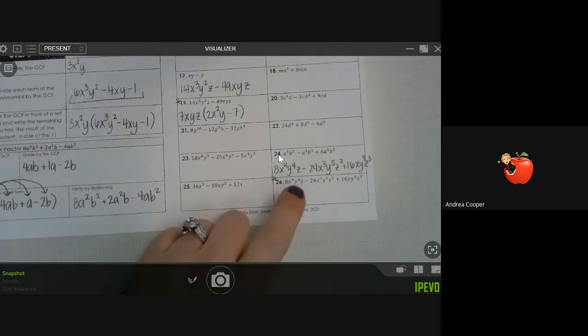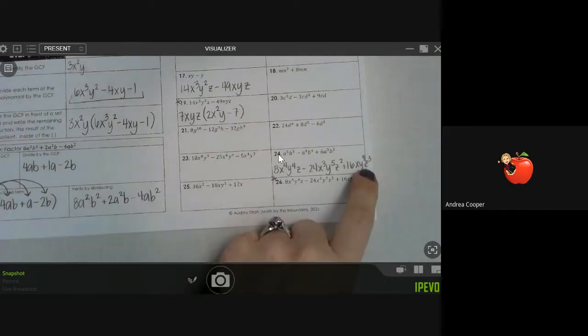Try 26, and this right here, this y, that's to a 4 if you can't really read it. Try 26 for me.